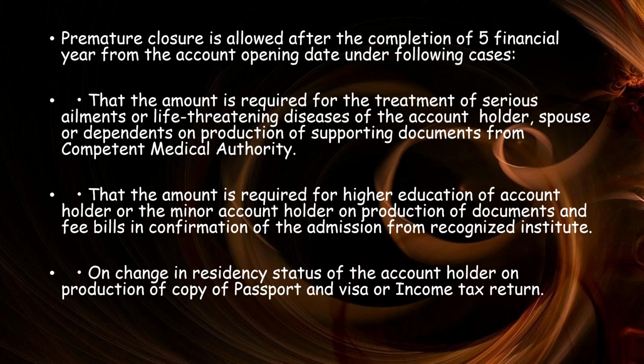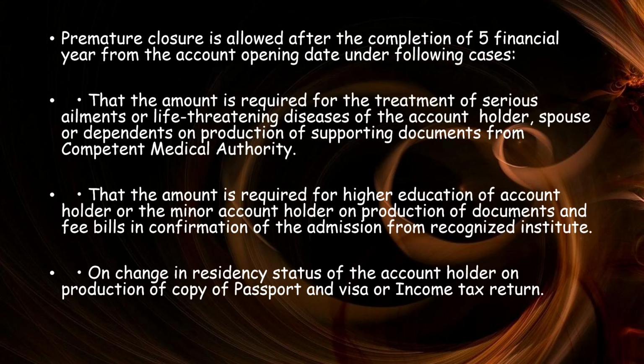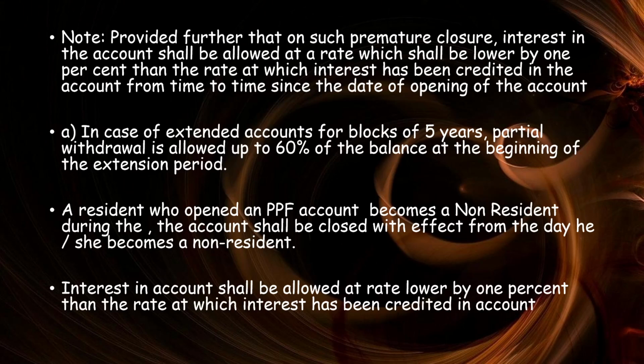Second, if the amount is required for higher education of the account holder or minor, on production of documents and fee bill in confirmation of admission from a recognized institution. The third is a change in the residency status of the account holder. So these were the three ways in which premature closure can be done.